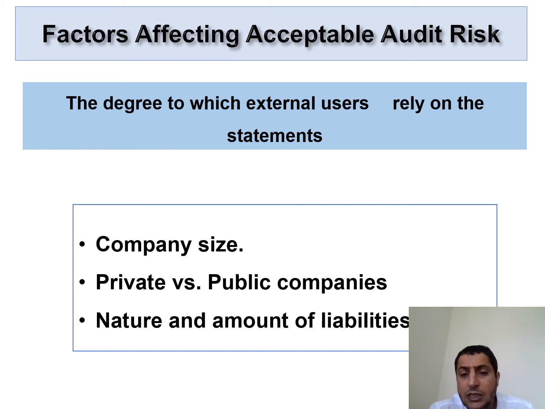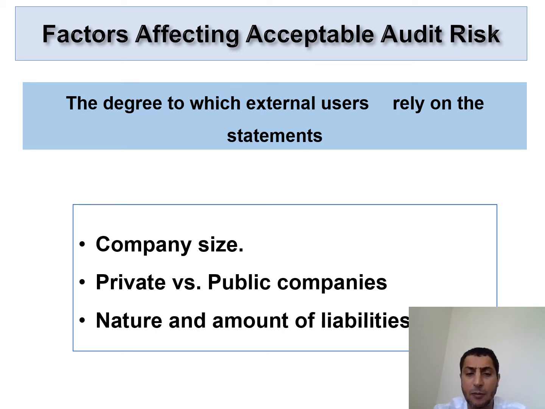So for public companies, there will be more external users relying on their financial statements compared to the private. Number three is the nature of the amount of liabilities, because if the company relies more on financing, then the banks and the suppliers will rely more on the financial statement.